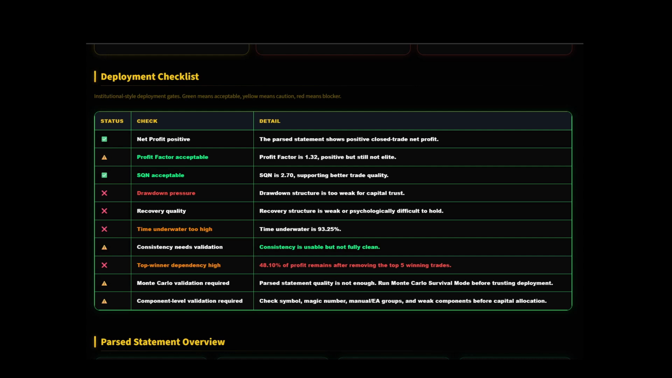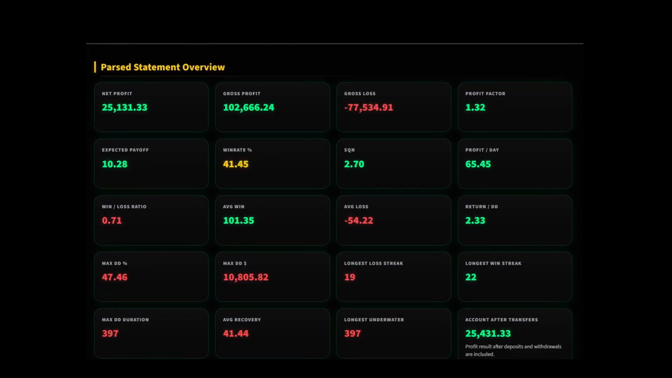This is the clean metric overview from the uploaded MT4 or MT5 statement. Here we see the main numbers: net profit, gross loss, profit factor, expected payoff, win rate, SQN, profit per day, win-loss ratio, average win, average loss, return over drawdown, maximum drawdown, loss streak, win streak, recovery behavior, underwater duration, and account after transfers. This section is useful because it gives the classic performance overview, but inside the same structural report.